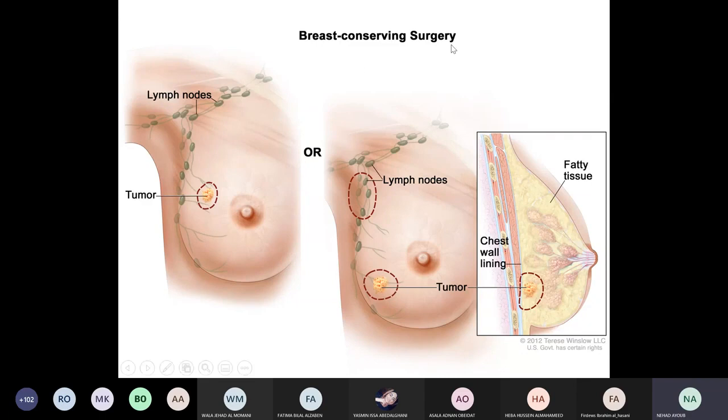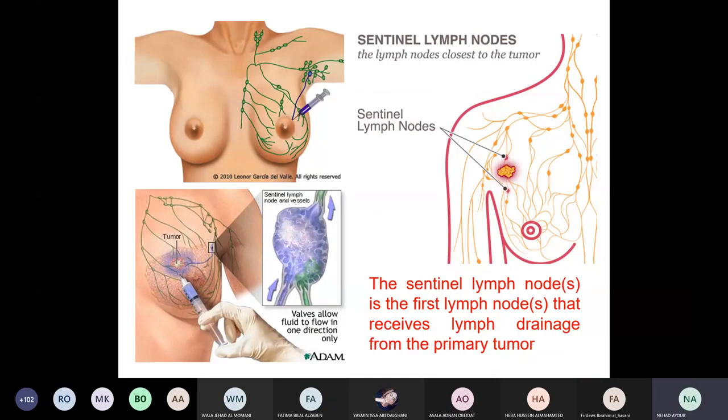Okay? So in breast conserving surgery, what the surgeon usually does is remove the tumor with the margins, and they also remove some axillary lymph nodes for checking and investigation. Do they have cancer cells or not? Okay? So this is what we call breast conserving. After that, the patient will be subject to chemotherapy and radiotherapy. Radiotherapy is a must, okay? In breast conserving surgery, she must get radiotherapy.